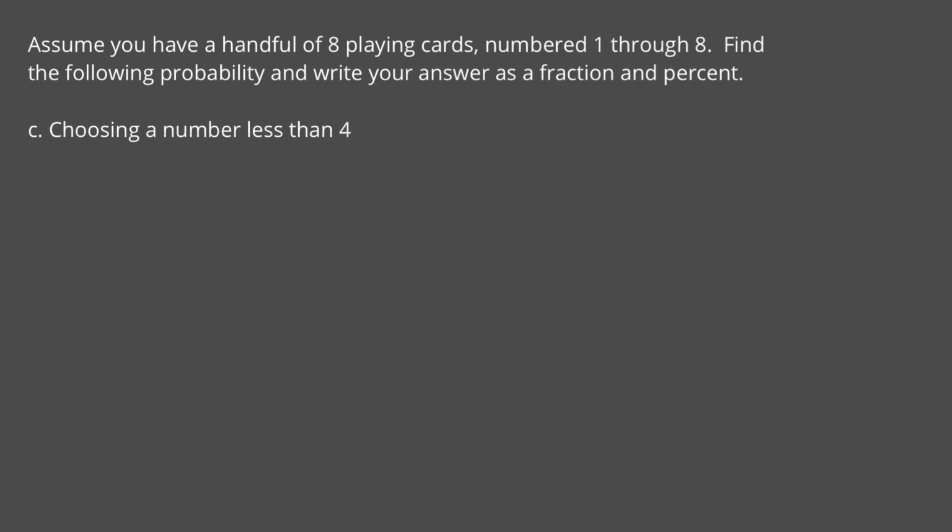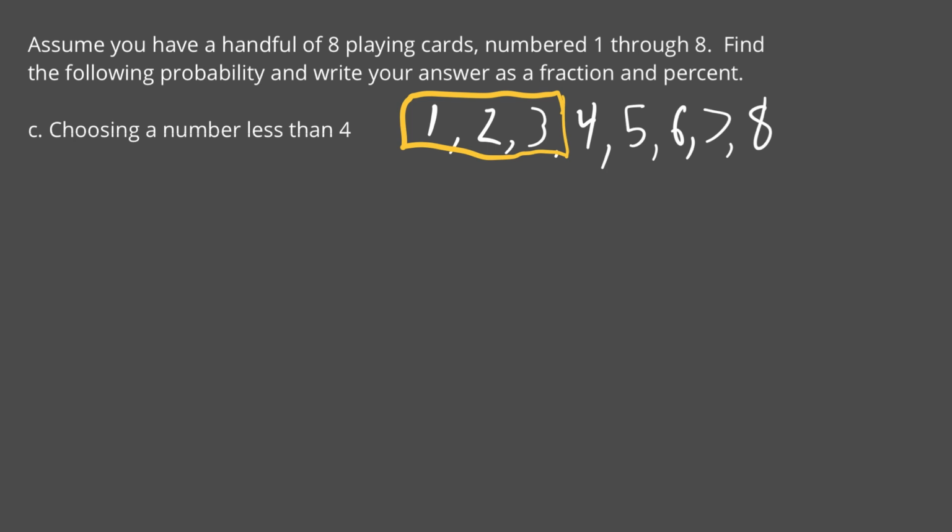All right, for part C, the problem asks us to find the probability of choosing a number less than 4. If you want to take a chance to pause this video and try it on your own, now's a great time. To do this problem, we can write out again that we have 1, 2, 3, 4, 5, 6, 7, and 8. And the problem asks us to consider choosing a number less than 4. So when we say less than 4, we don't include 4, but everything less than it. So that would be numbers 1, 2, and 3.